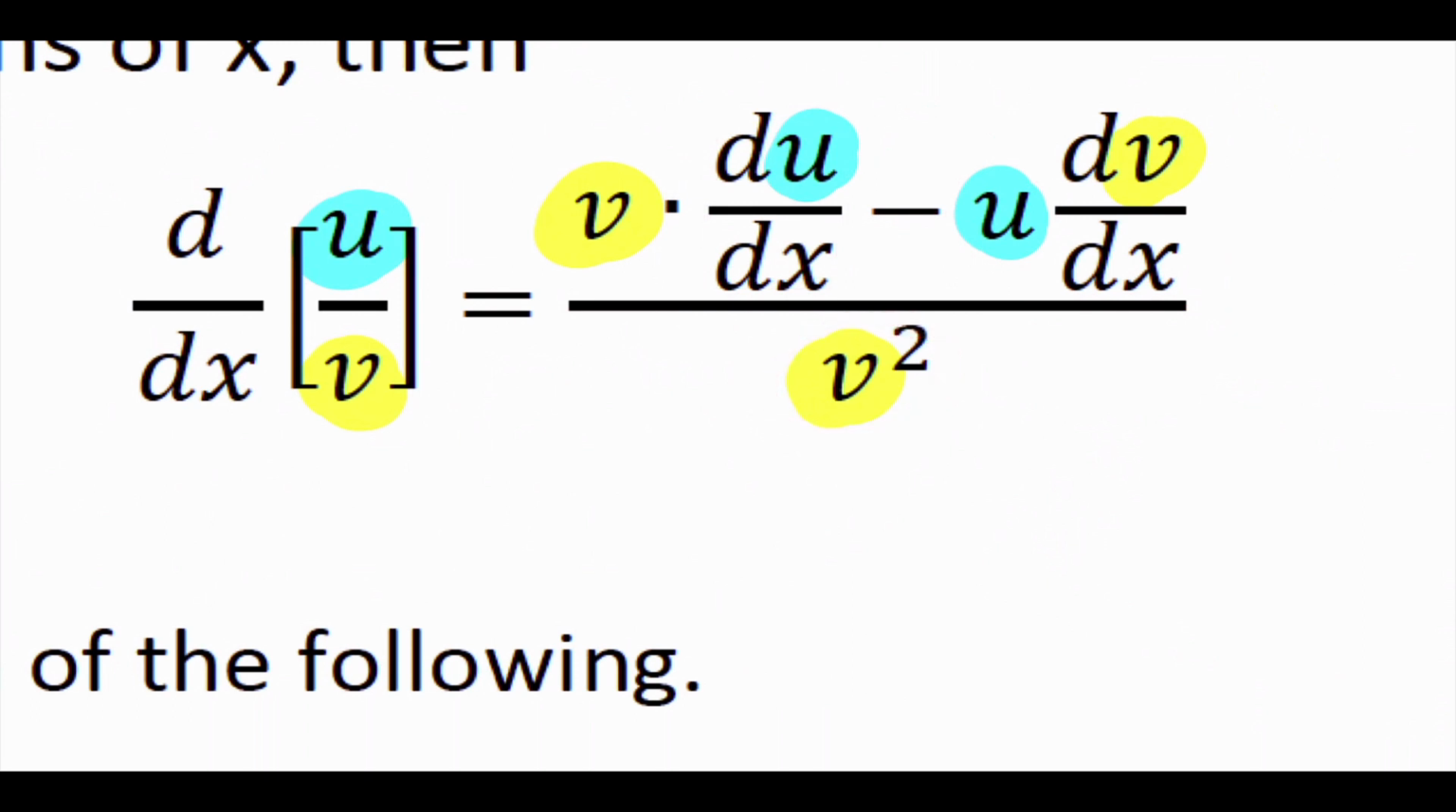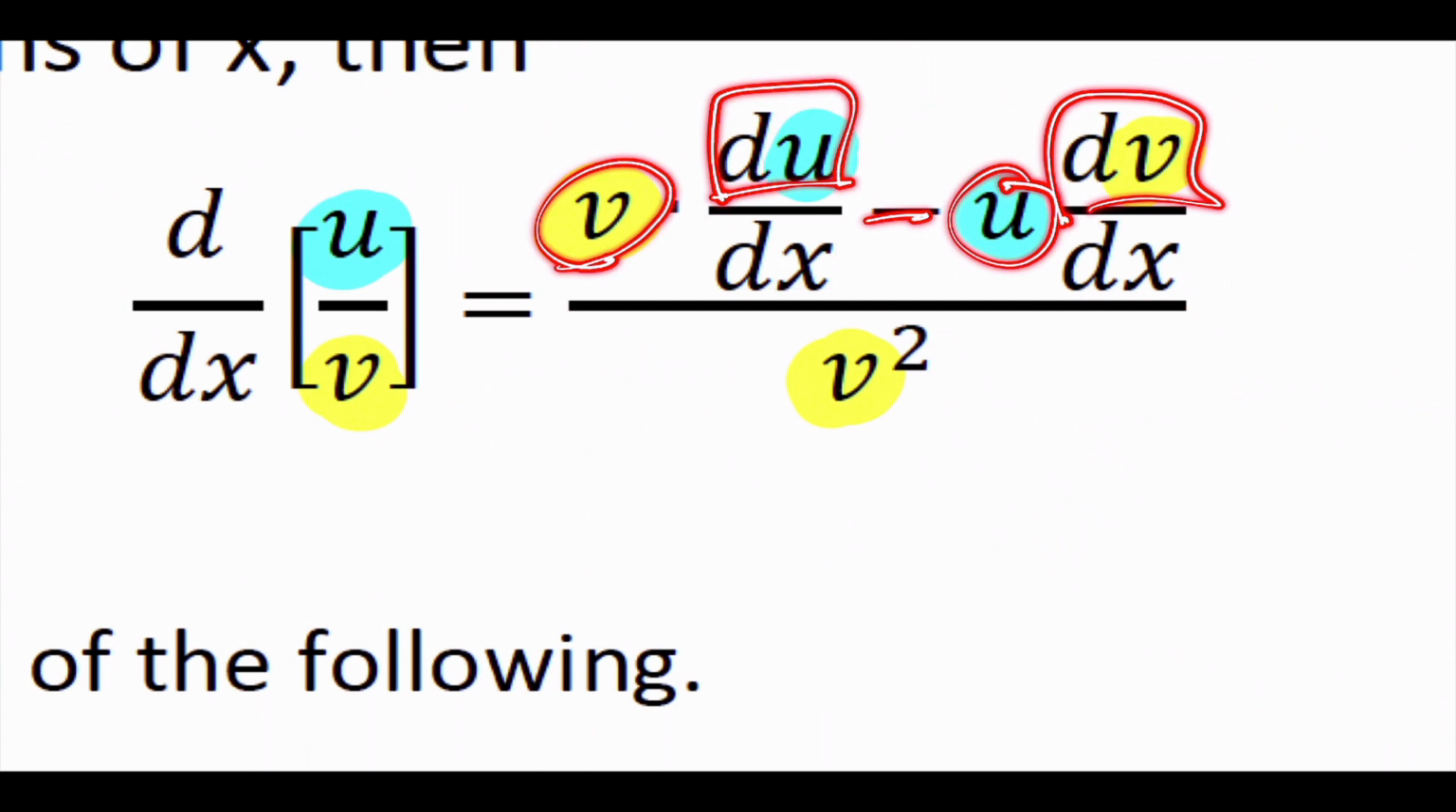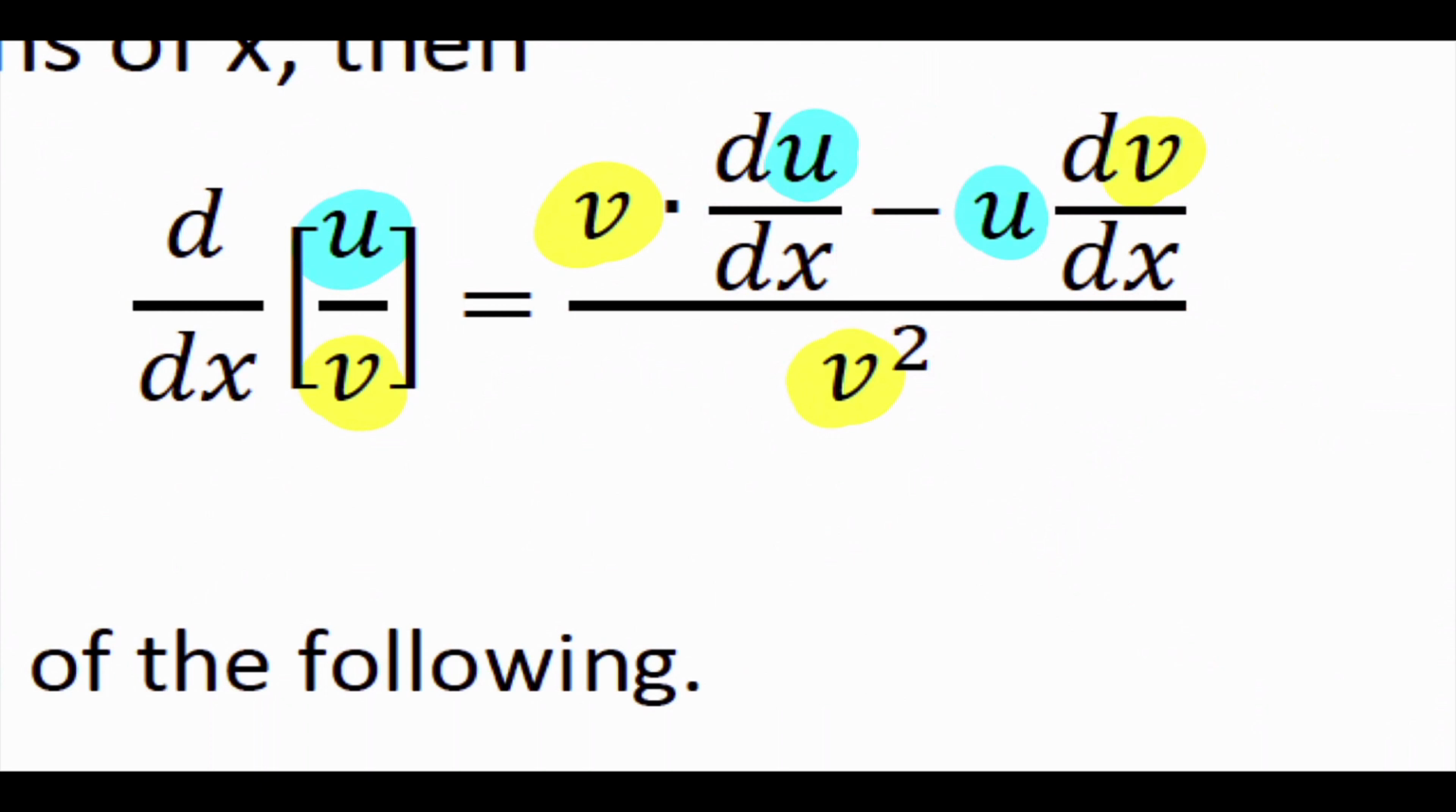So how I memorize it is I say low d high, low derivative high, low d high minus high d low, over low squared. That's how I memorize it. Because it's low d high, d means derivative, minus high d low, over low squared. You're going to use it enough where you won't need to memorize it because you're going to be using it a lot.